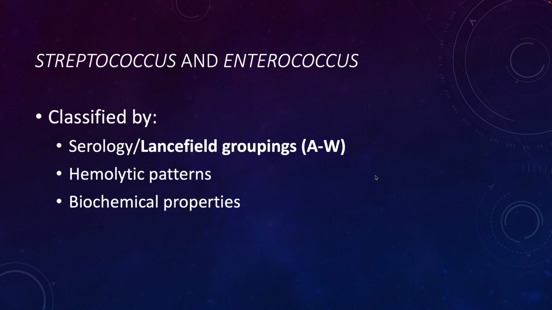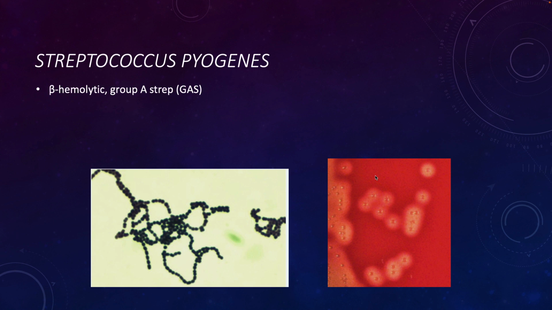They also can be classified by their hemolytic patterns and, of course, their biochemical properties. The first organism we'll talk about is Streptococcus pyogenes. This organism is beta hemolytic, which is what you can see in this image over here. You've got that zone of clearance around the colony.